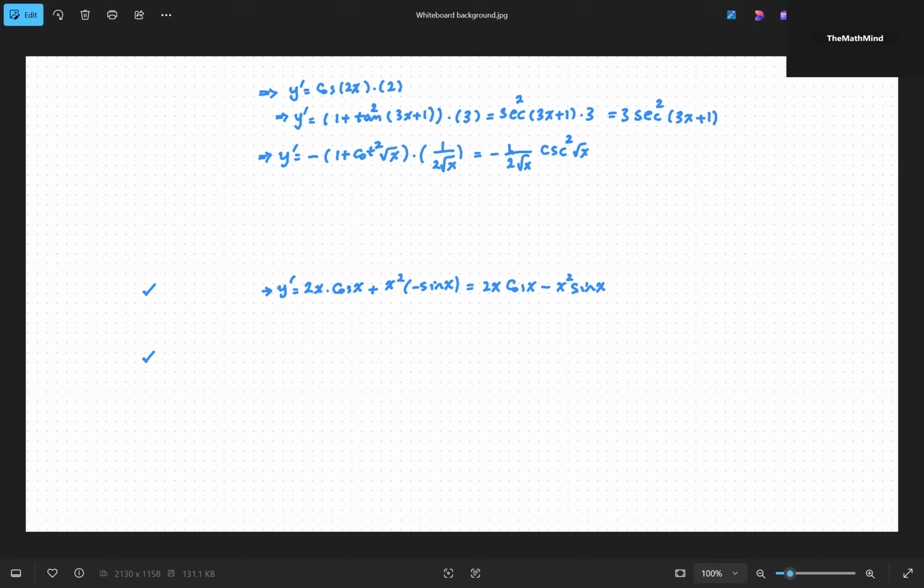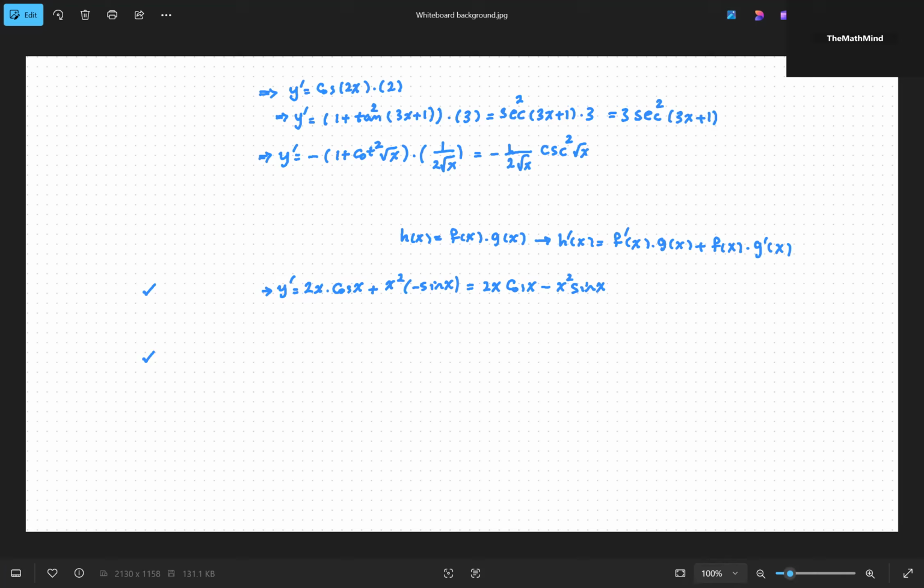We're using the product rule. So for the ones who don't know what the product rule for derivatives is, h prime will be the derivative of the first function multiplied by the second function, plus the first function itself multiplied by the derivative of the second function.